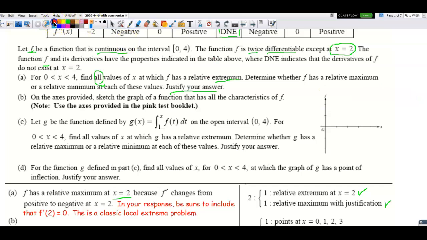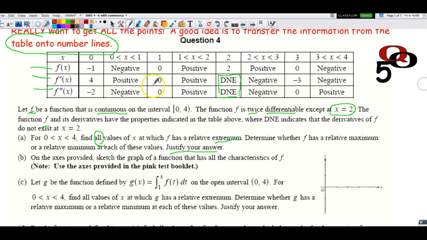In letter B, on the axis provided, sketch the graph of a function that has all of the characteristics of f. So this is where your number line would be really important. You're going to go really slowly, and when you sketch that graph, you're going to begin with the f row. So at 0, you're going to have a point at -1. At 1, you're going to have a point at 0. At 2, you're going to have a point at (2, 2). And at 3, you're going to have a y value of 0.